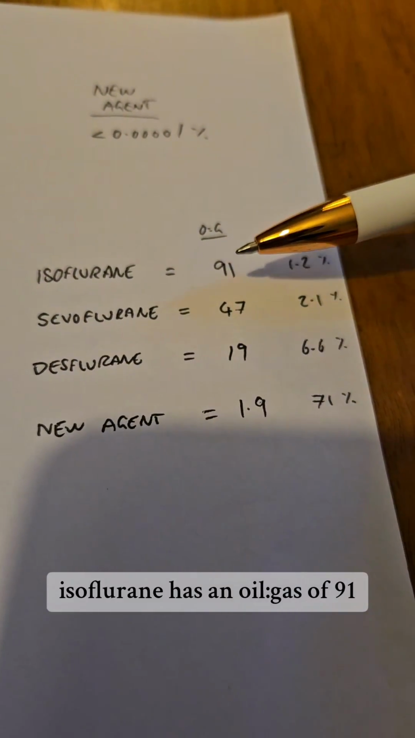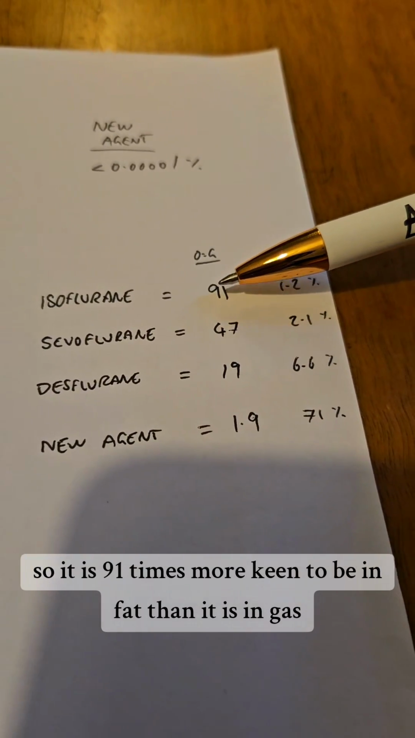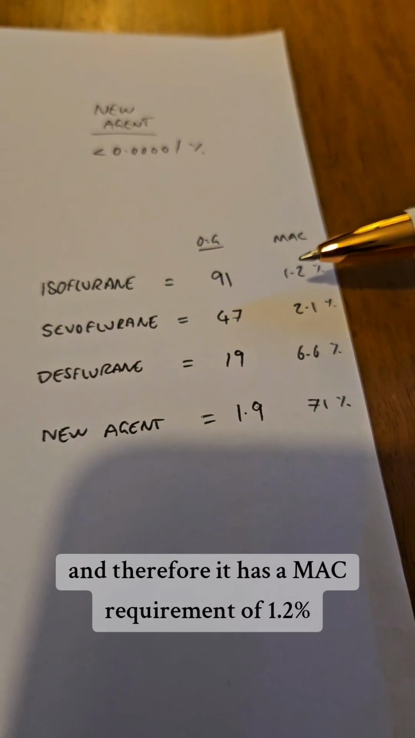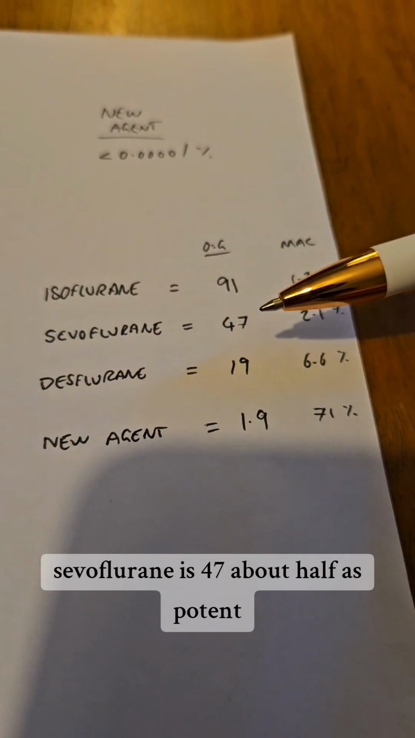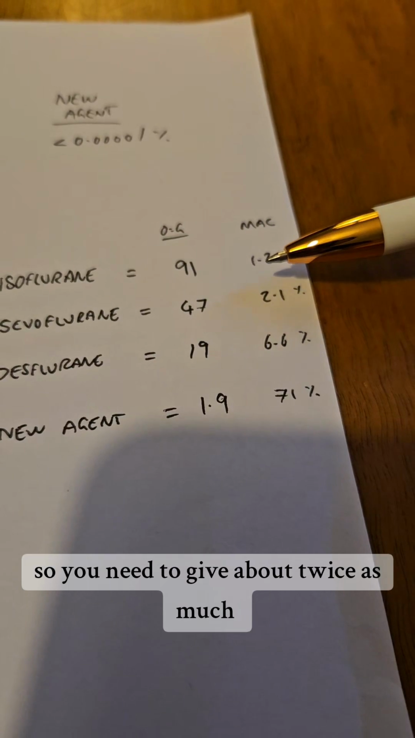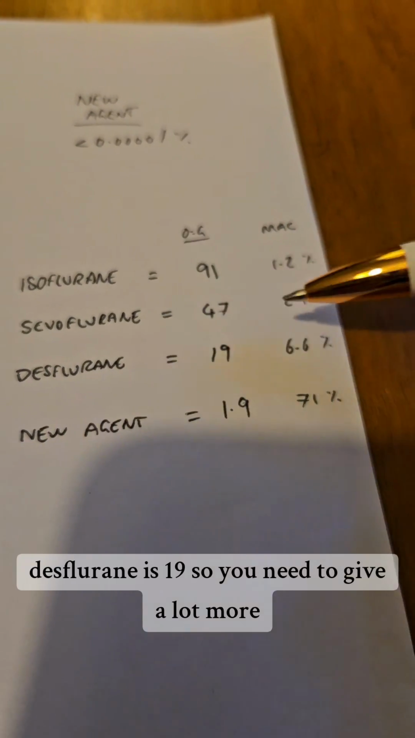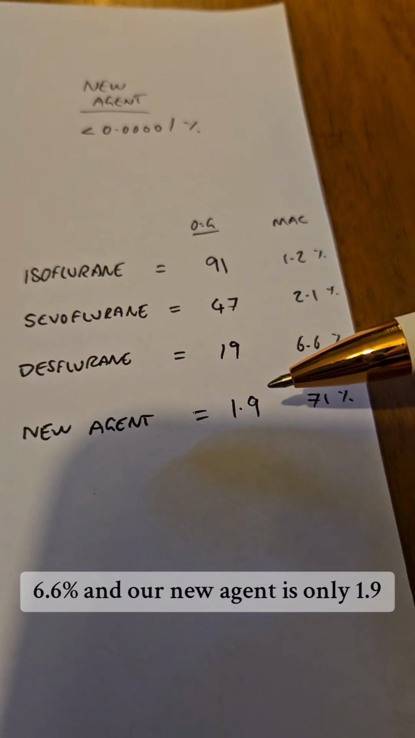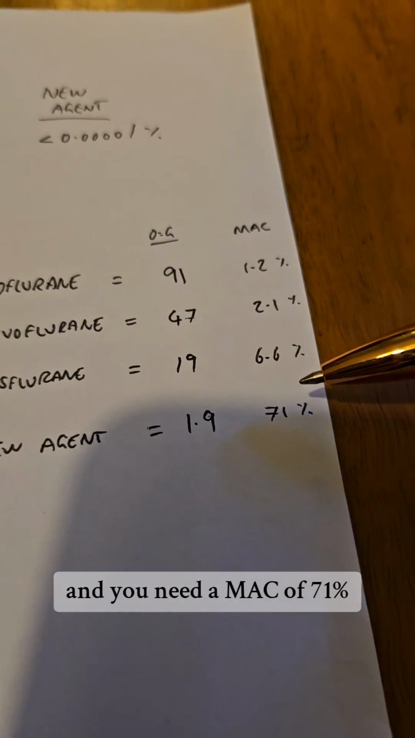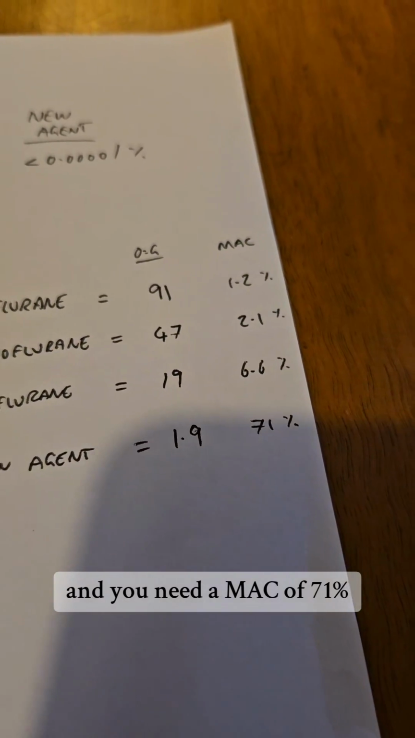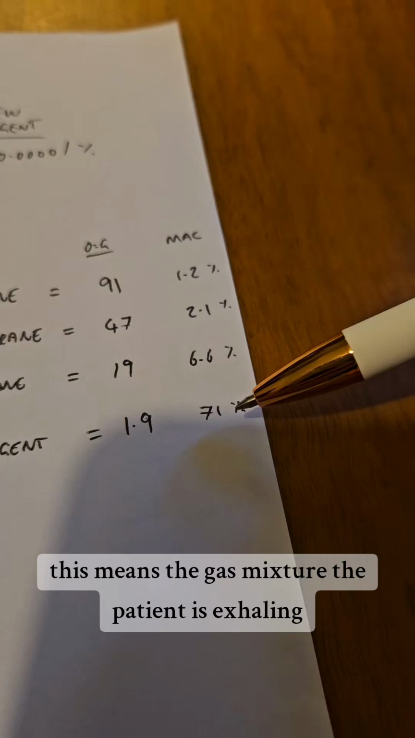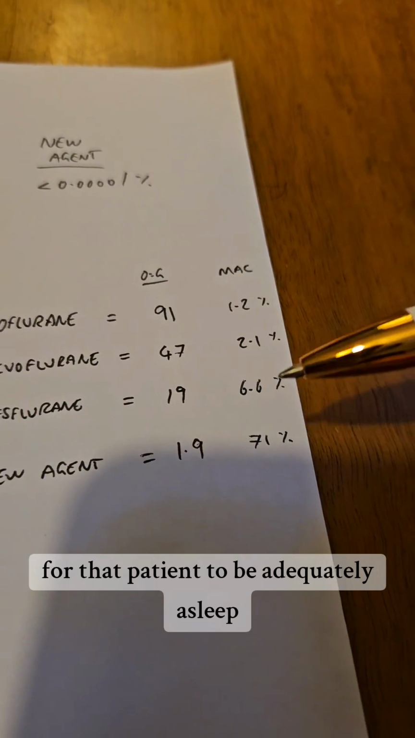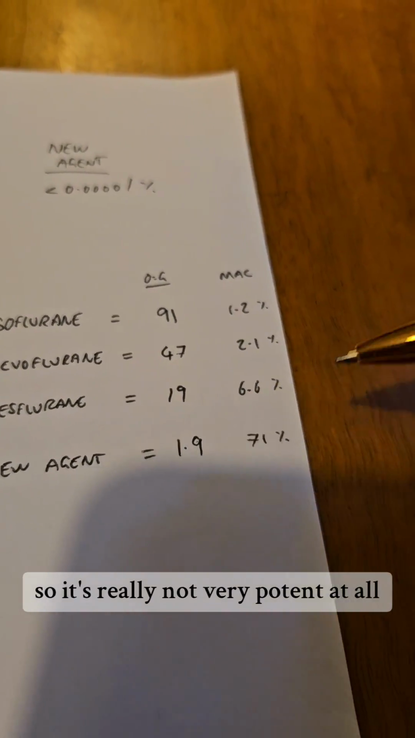Isoflurane has an oil gas of 91, so it is 91 times more keen to be in fat than it is in gas, and therefore it has a MAC requirement of 1.2%. Sevoflurane is 47, about half as potent, so you need to give about double, 2.1%. Desflurane is 19, so you need to give a lot more, 6.6%. And our new agent is only 1.9, meaning it's not very potent at all, and you need a MAC of 71%. This means the gas mixture the patient is exhaling needs to be 71% new agent for that patient to be adequately asleep. So it's really not very potent at all.